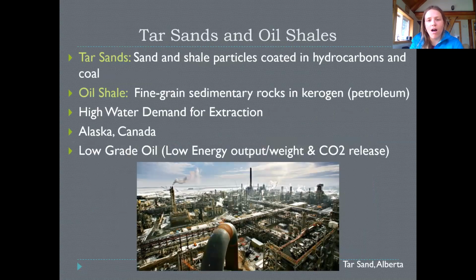Okay, another example of us becoming increasingly dependent on less desirable forms of petroleum products is our movement in the United States towards the drilling of these tar sands and oil shales. So tar sands are areas of sand and shale, which is like slate that breaks apart in your hand. It's a rock product that is basically coated in hydrocarbons and some beds of coal as well. Oil shale is a fine-grained sedimentary rock that's coated in kerogen, which is another petroleum product.